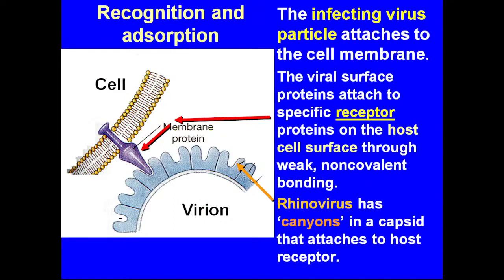So first stage, recognition and adsorption. The infectious virus particle attaches to the host cell receptor. This is a receptor, usually a glycoprotein on the surface of the human cell. This is a protein. And then we have non-covalent binding of the viral capsid if it is a naked virus. It makes a sort of canyon on, for example, rhinoviruses that matches with the cell receptor. And then the virion attaches to the human cell.